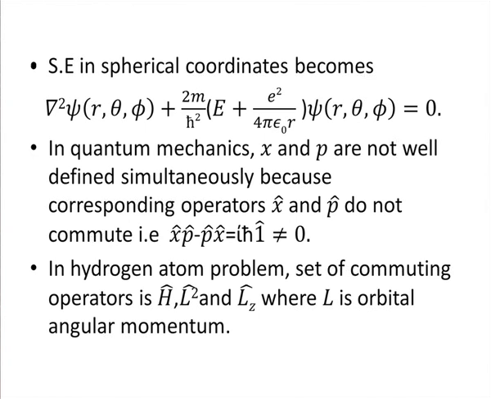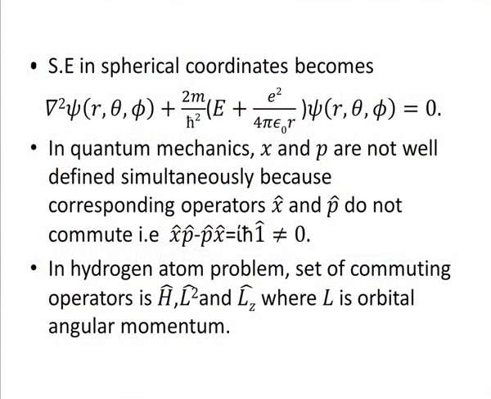So, Schrodinger equation in spherical coordinates becomes this that you see on the slide, and then in quantum mechanics you note that x and p are not well defined simultaneously because corresponding operators x hat and p hat do not commute, that is x p minus p x is equal to iħ and is not equal to 0. So, this is a very fundamental issue in quantum mechanics, that we have non-commuting operators.